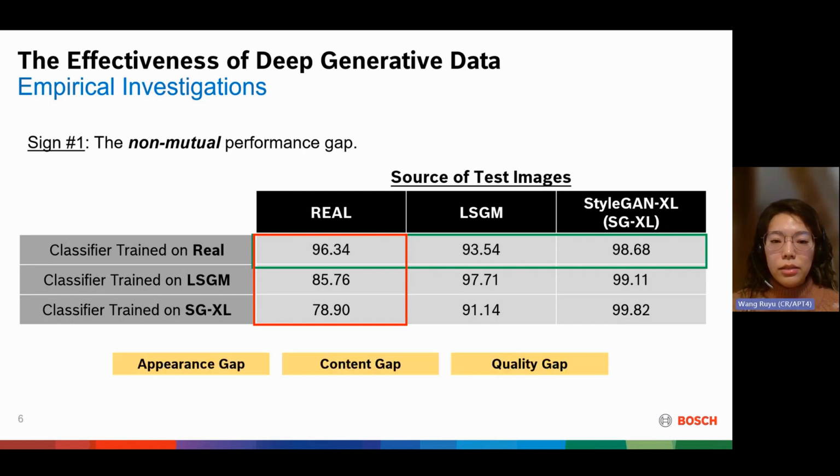How does this sign link to our three factors? First of all, we rule out the appearance gap because the deep generative models are explicitly optimized against this. Second, we rule out the quality gap too, because if the quality gap is a problem here, it will hinder the performance of the real classifier too. So this leaves us the content gap here.